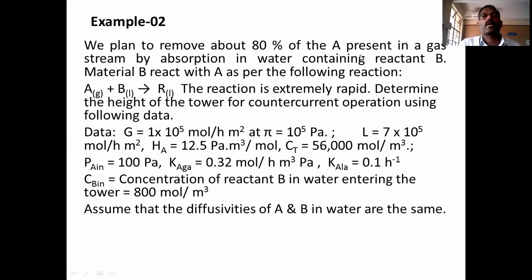Here 80% of A present in the gas is to be removed. The partial pressure of A in is given as 100 Pascal, and total pressure is given as 10 raised to 5 Pascal. So calculate the output concentration. Also, CB in is given as 800 mole per meter cube. So calculate CB, meaning the bottom concentration of the liquid.